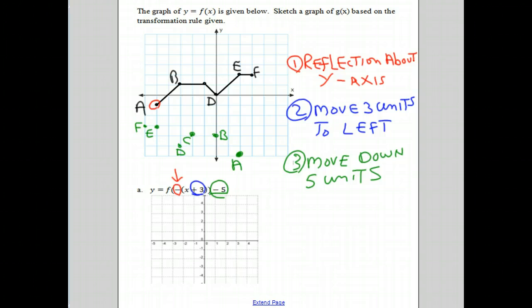So notice point A connects to point B. So we'll do that. Point B connects to point C, which we accidentally erased. Let's put it back up there. C connects to D. D connects to E. And E connects to F. And this is the graph after it has been transformed. And we're done.